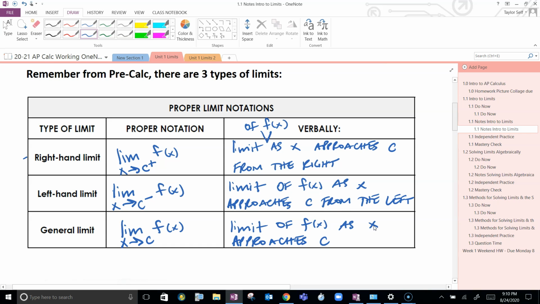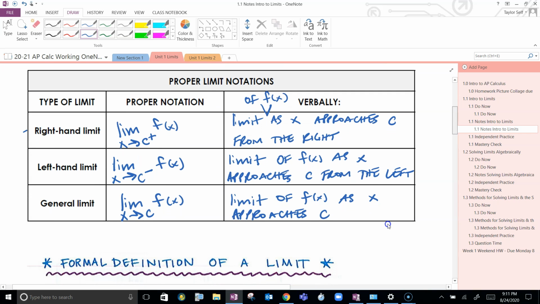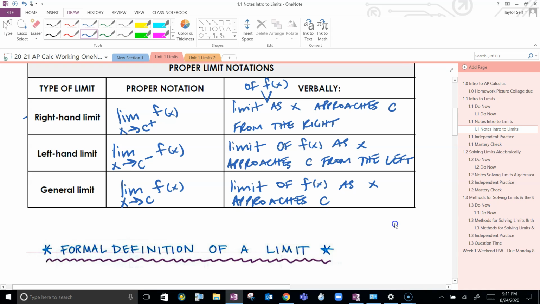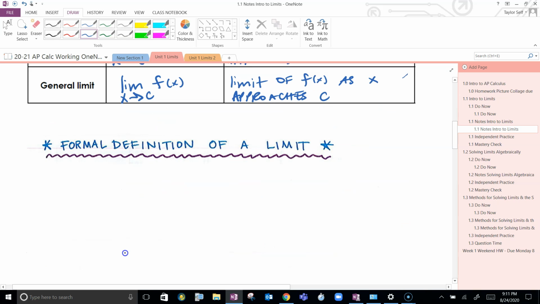All right, now we're going to do some tests. And, oh wait, just kidding. Let's write the formal definition of a limit. So here's the proper notations. Now we're going to talk about how do we know if a limit exists, or what is the definition of a limit. So let's go ahead and write the formal definition of a limit, which says the limit as x approaches c of f of x equals L is only true if, and then two things have to be true.